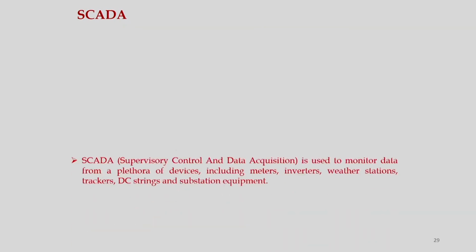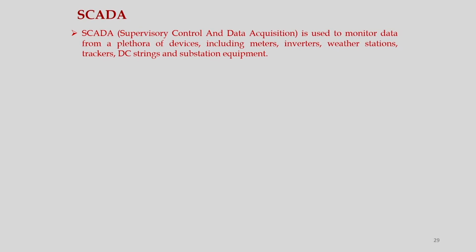And also we need to have a SCADA system for this kind of grid connected PV system. So, what does SCADA stand for? This is supervisory control and data acquisition. Okay? And this is used to monitor data from a plethora of devices, including meters, inverters, weather stations, trackers, DC strings, and substation equipment. Okay? So, primarily it provides the information about the health of the plant.